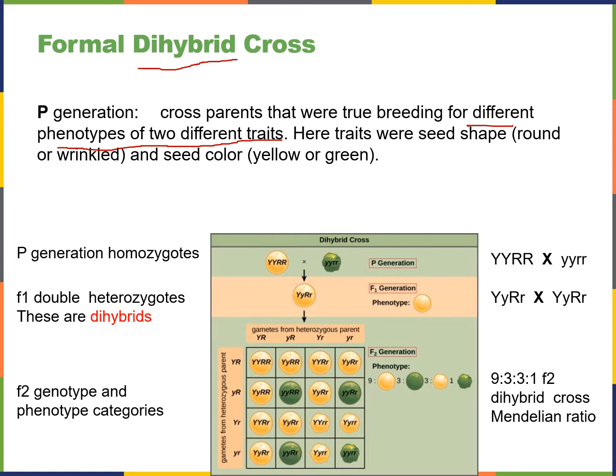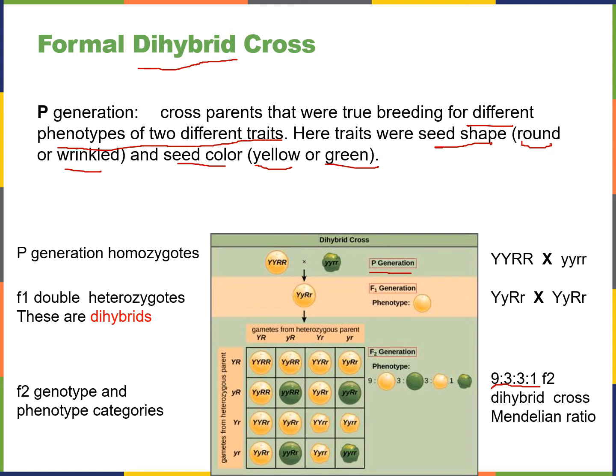So here we're going to look at one of Mendel's famous experiments where he figured out this 9 to 3 to 3 to 1 ratio that we're going to talk about. He was looking at the seed shape, whether the seeds were round or wrinkled, and the seed color, whether the seeds were yellow or green.